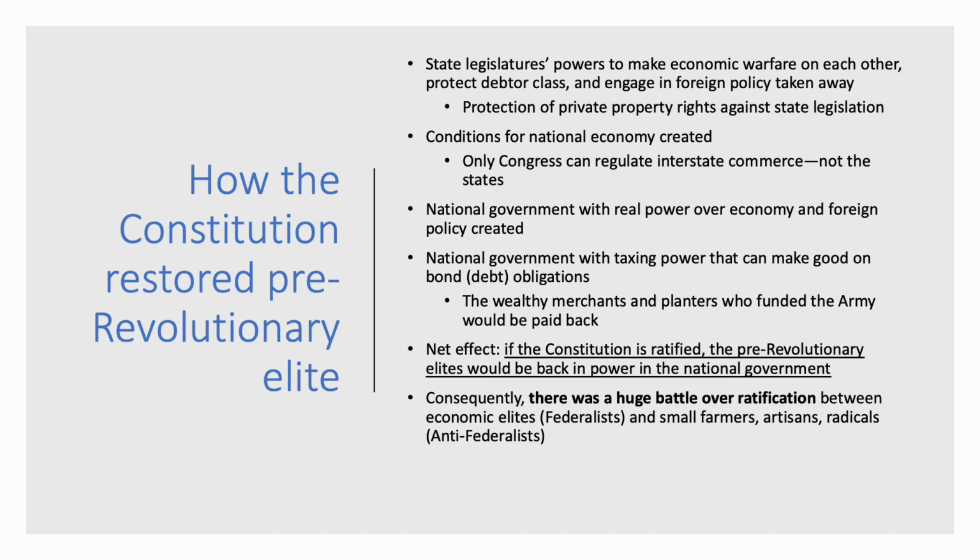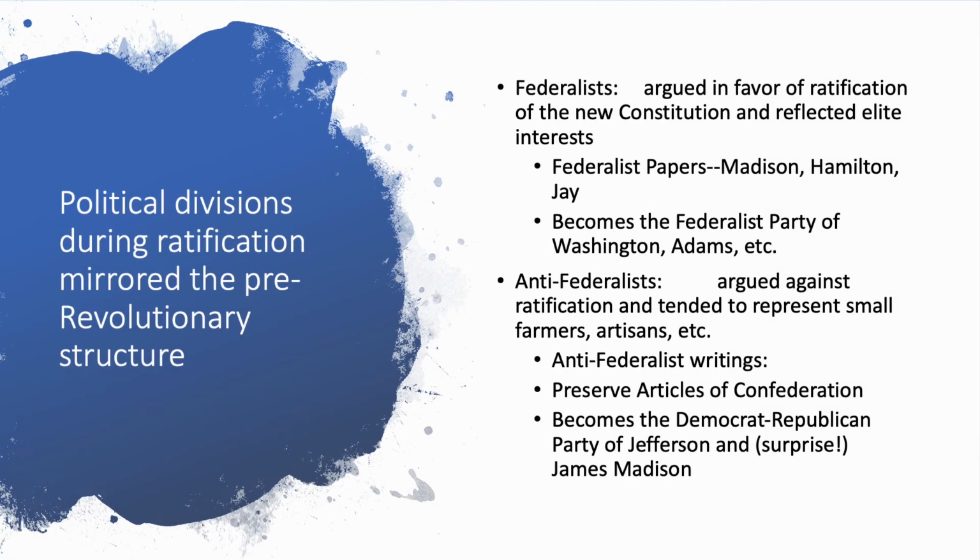So there was a huge battle over ratification between these economic elites who called themselves the Federalists and small farmers, artisans, and radicals who called themselves the Anti-Federalists. The Federalists won. The Federalists argued in favor of ratification of the new Constitution. A document called the Federalist Papers, a series of short papers mainly written by Madison, Hamilton, and Jay, became the doctrine that persuaded people. They were published in newspapers. They became the first political party, the Federalist Party of Washington, Adams, etc.